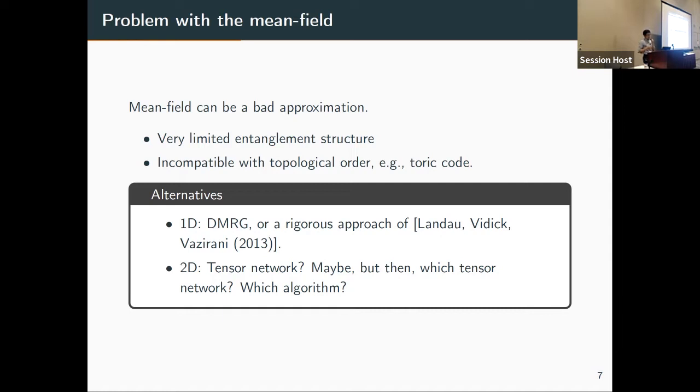But I think it's fair to say that right now, there is no single algorithm like DMRG which solves all the problems in 2D. And my point of view is that before that day comes, we should keep thinking about the entanglement structure of these systems and ways to exploit that to solve these problems efficiently.